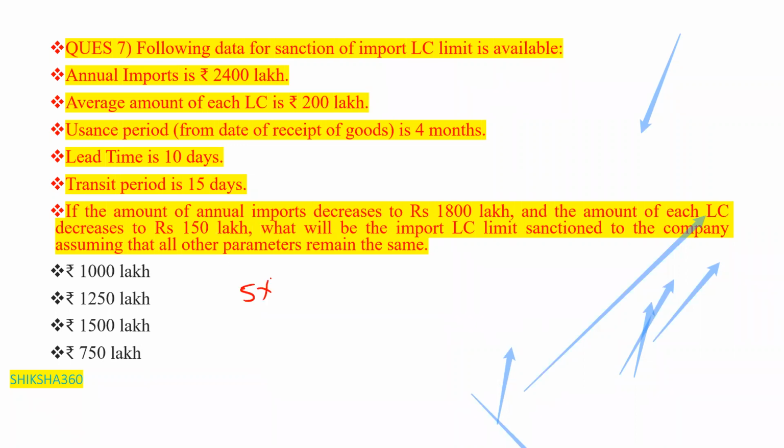Just 5 into 1800 upon 12. This is the LC limit formula. Here 5 is the time period, and annual consumption decreases to this one.